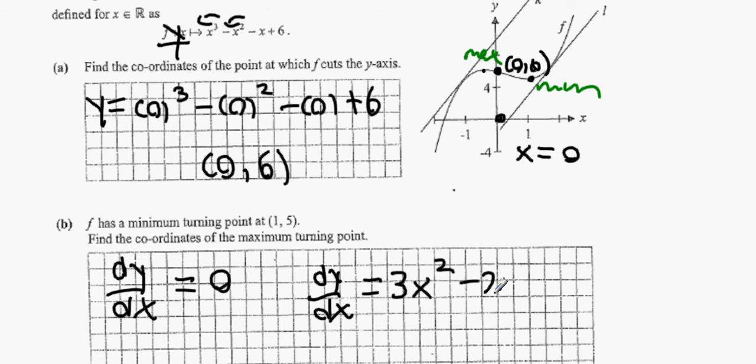Bring the 2 in front, take 1 away from the power, becomes 2x. Remember, this is minus 1x. When you differentiate a term with only an x, you get rid of the x. When you differentiate a normal number, it disappears. So we're left with 3x squared minus 2x minus 1 equals 0.